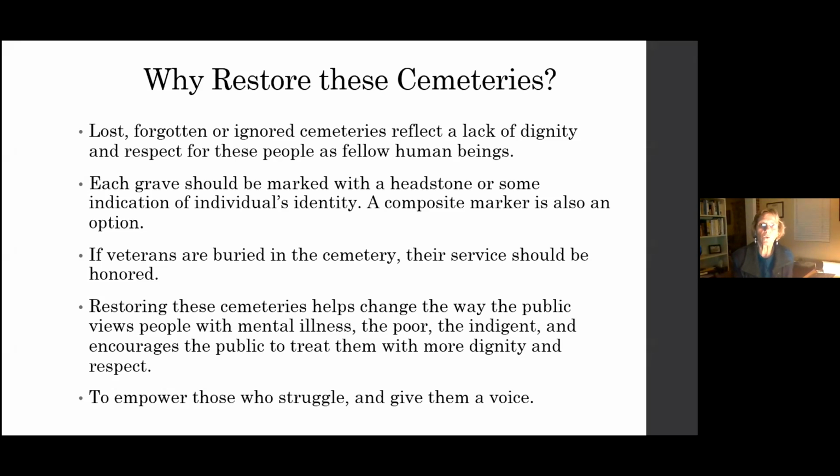So why restore these cemeteries? As I mentioned before, it reflects a lack of dignity and respect for people who are our fellow human beings, in looking at what was done in some of these cemeteries.